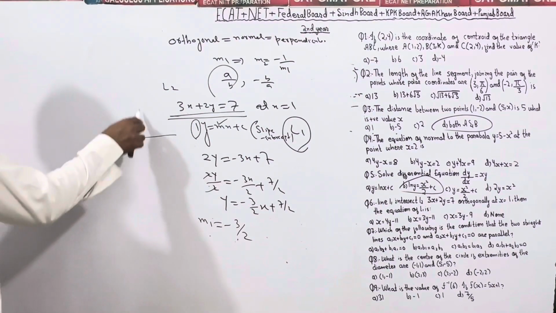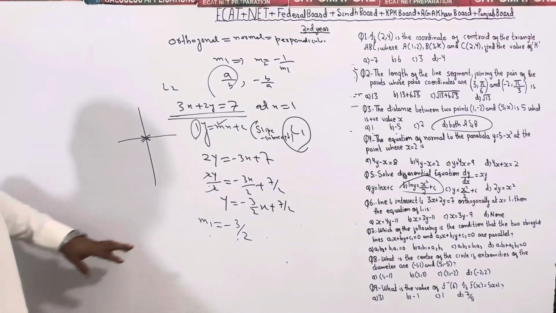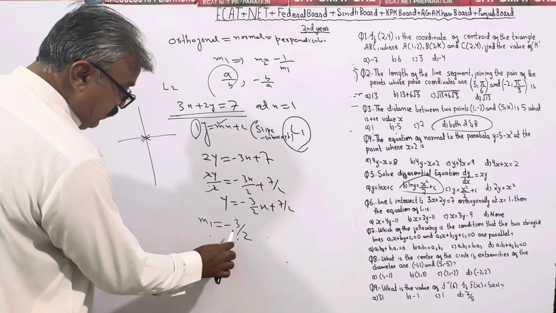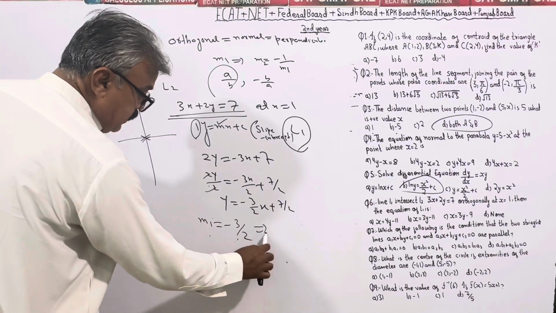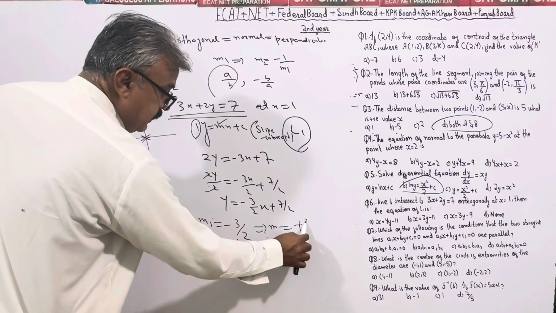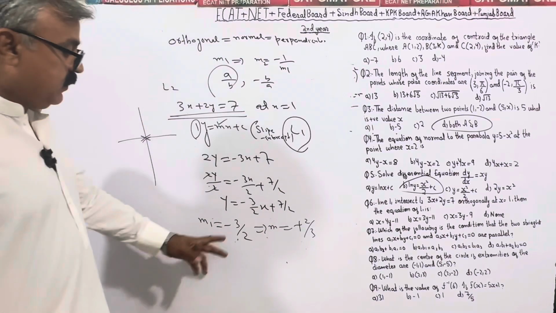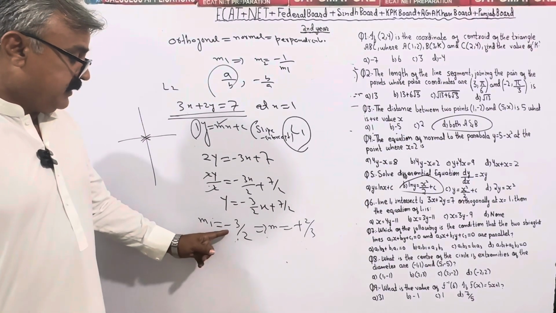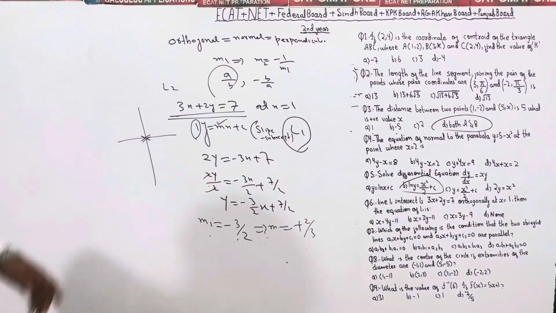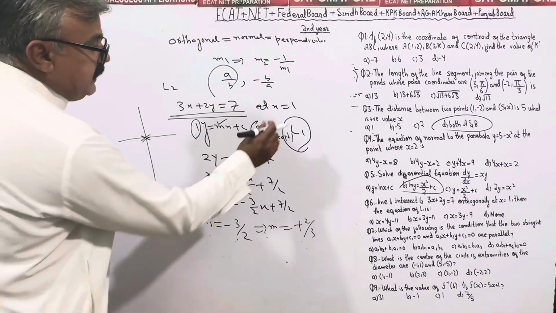They are intersecting each other orthogonally. The slope of the other line that is perpendicular to this is given by the negative reciprocal of this one. Change the sign as well as take the reciprocal of this quantity. Change the sign: negative becomes positive, 2 over 3. Okay, we have the slope. Now we can easily manage the point.